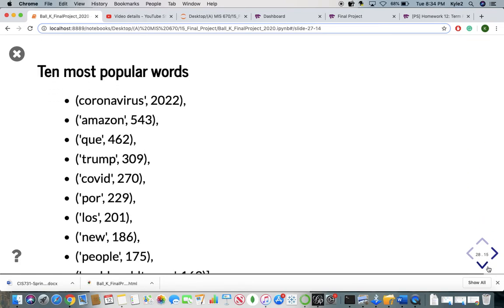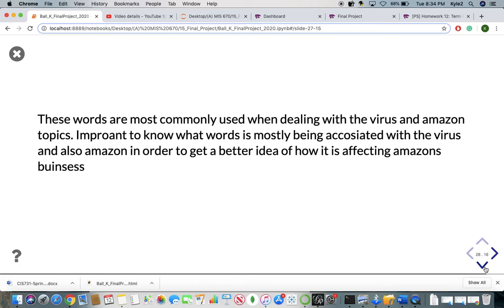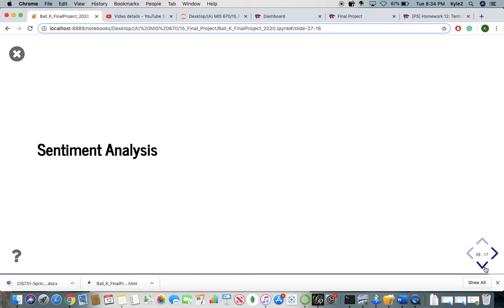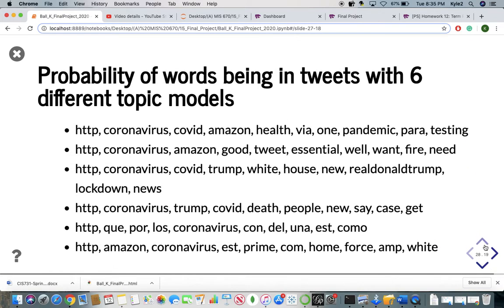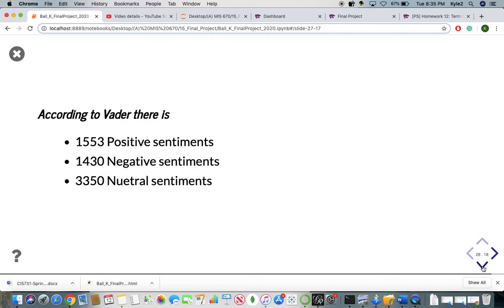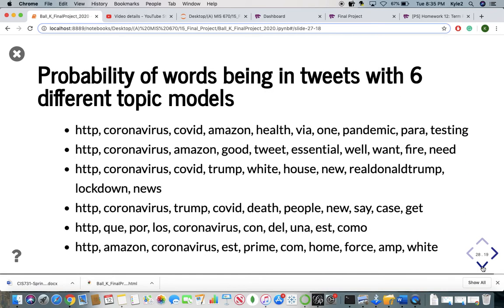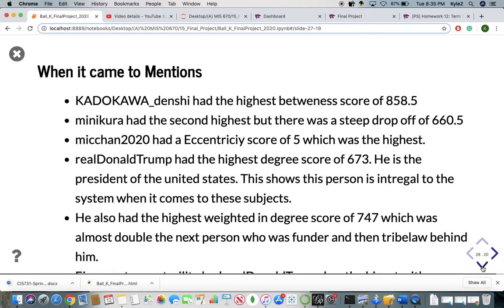And the most popular URLs were fake news articles. Just want to mention that. And these are the most popular 10 words. So when you're looking at these subjects, it's important to know which words are being associated with the subject as well. Going back to the sentiment, positive and neutral. And these were the probabilities of tweets within the 6 different topic models.